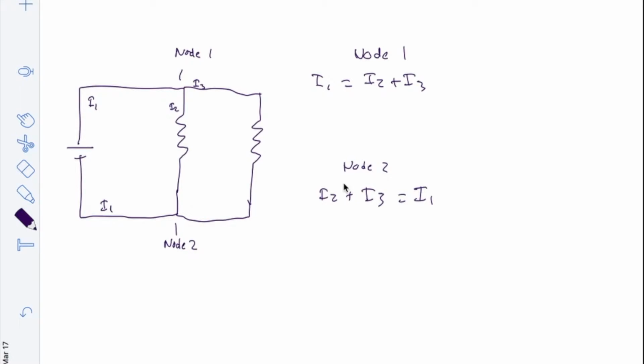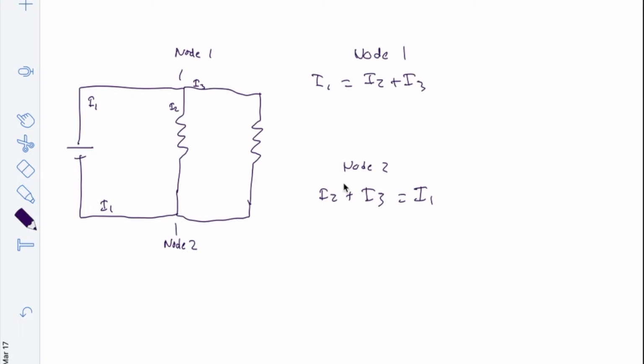In this video, I'm going to be talking about Kirchhoff's two rules for circuits, which are the node rule and the loop rule. To start off, I'm going to talk about the node rule, which is that for any junction or node in a circuit, the sum of the currents flowing into that node is equal to the sum of the currents flowing out of the node.